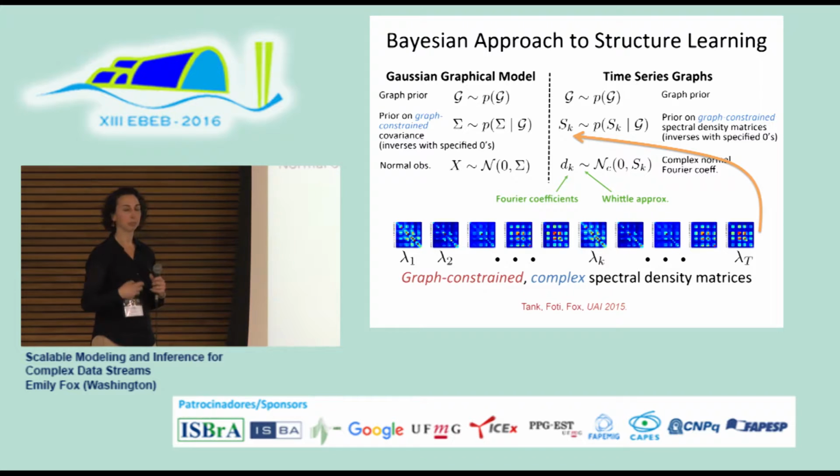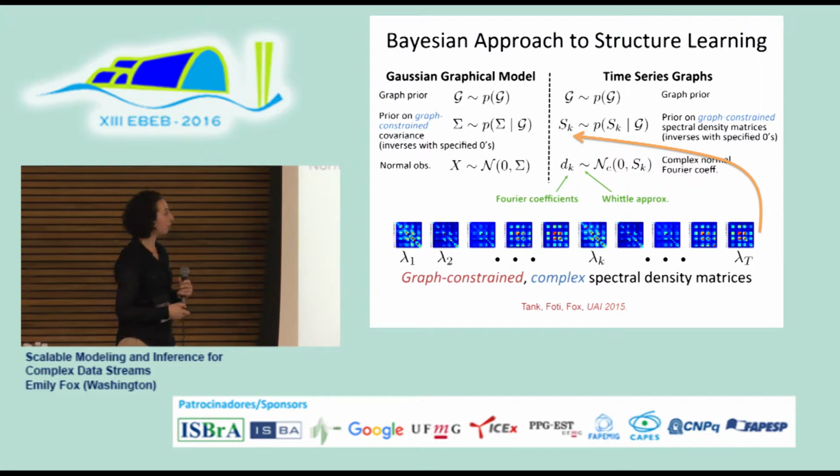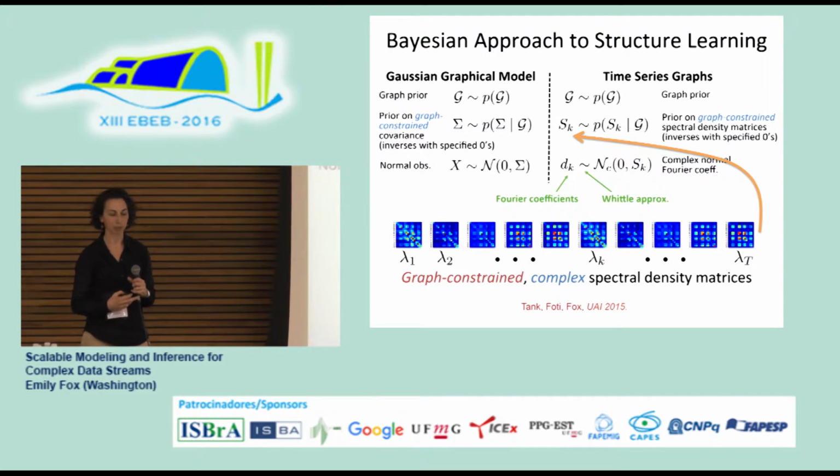Well, in our case, we're going to place exactly the same prior over graph structures. But now what we need is a prior over these graph-constrained spectral density matrices where the inverses have zeros in the right places across our frequencies. And then the generative model says that our Fourier coefficients are complex normally distributed with complex covariance given by the spectral density matrix at that frequency. And this is based on that Whittle likelihood approximation.